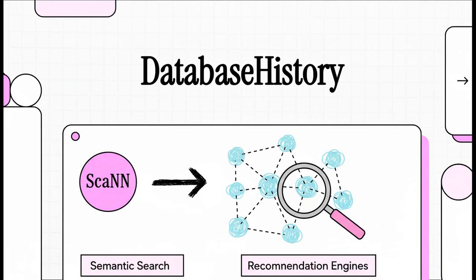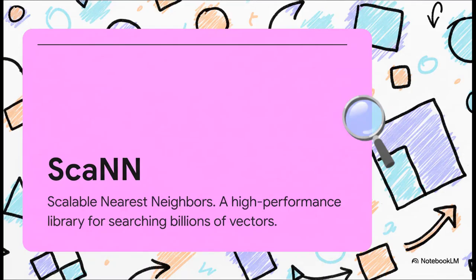This is the show where we dig into the tech that helps machines understand not just raw data, but the meaning behind it. Today, we are diving deep into a really powerful tool from Google Research that's all about two things, speed and semantics. Let's talk about ScaNN. So first things first, what is it? The name, ScaNN, actually tells you a lot. It stands for Scalable Nearest Neighbors.